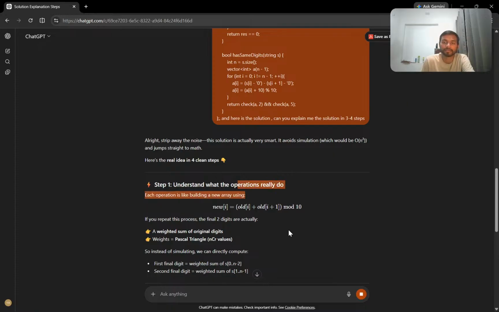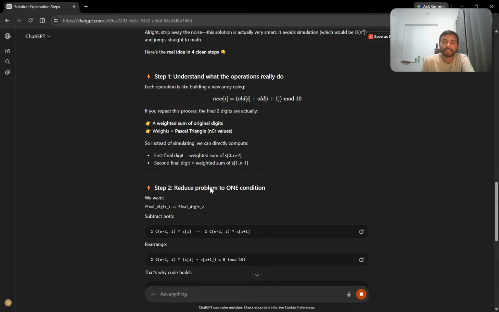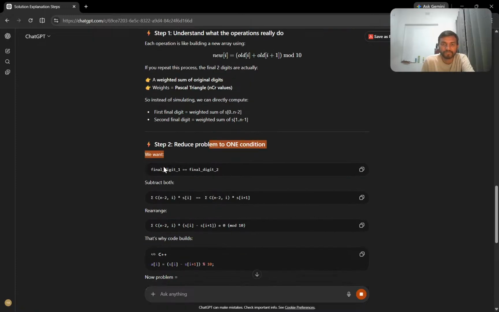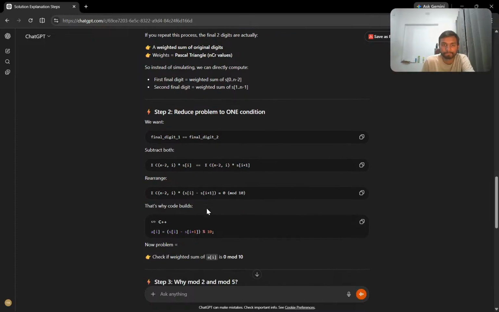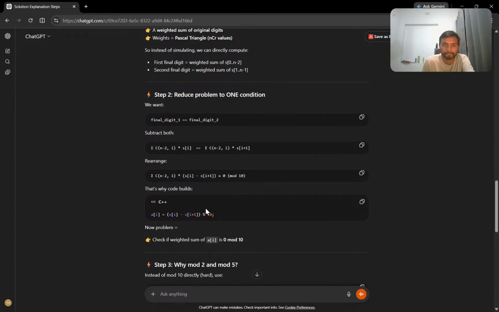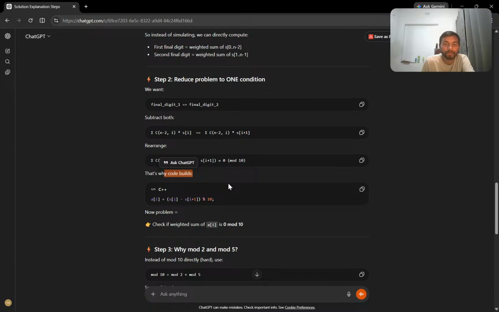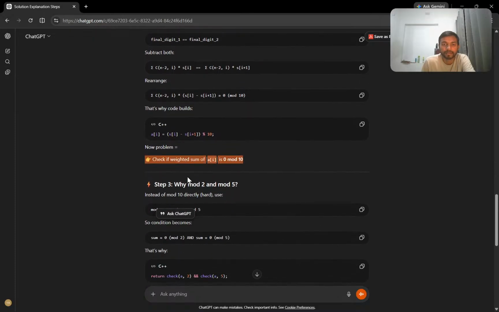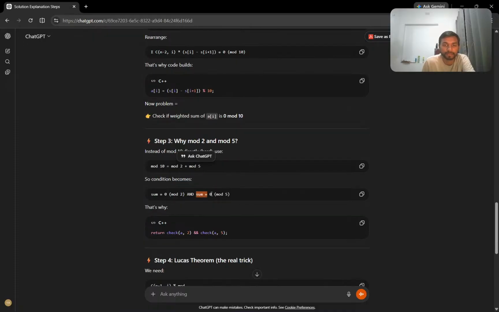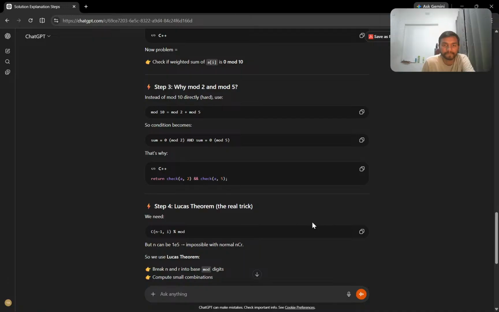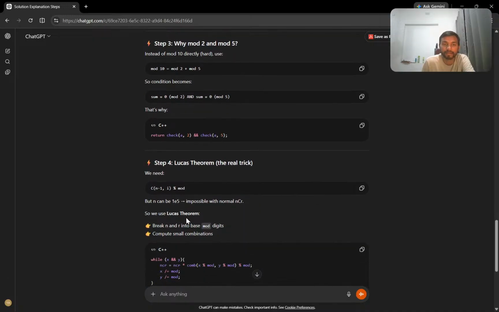Understand what the operation is. Okay, this I understood. Reduce the problem into one condition: final digit 1, final digit 2. Subtract both. Rearrange. The whole operation becomes a single value, so you have to compute one value. Now the problem is, check if it works. So why mod 2 and mod 5? Mod 10 is really hard. The real trick.